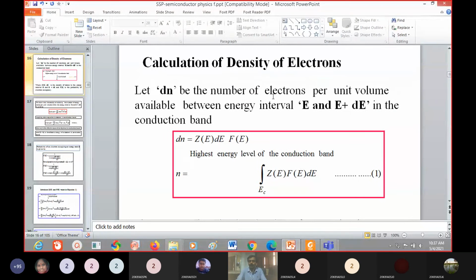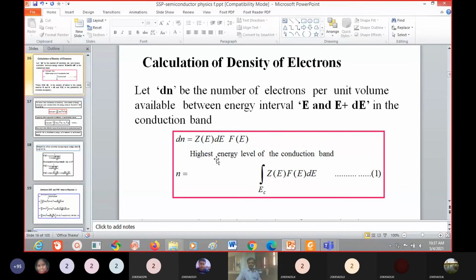So how will we calculate the density? The number of electrons per unit volume. Here dn is the number of electrons per unit volume in the energy interval E and E plus dE. So the total density of the electrons in that energy interval E and E plus dE is equal to dn. So dn is equal to Z(E) dE into F(E).